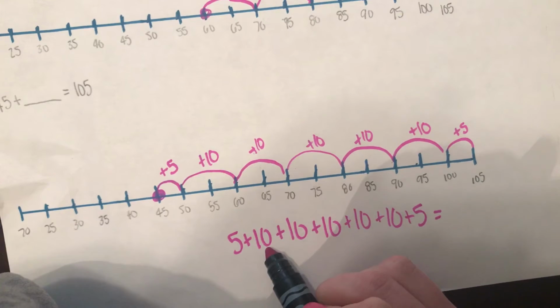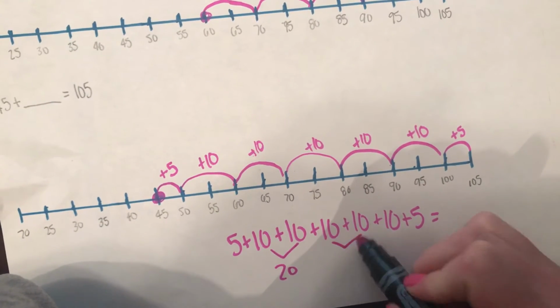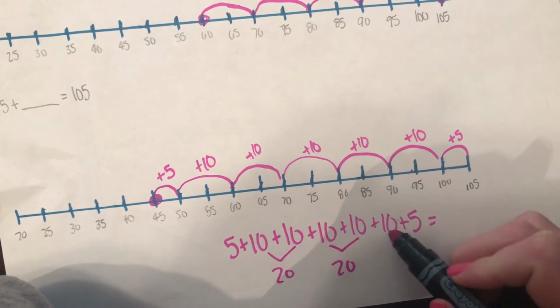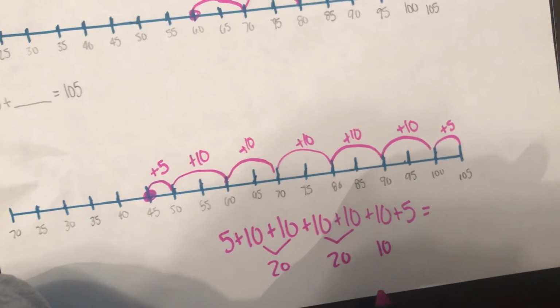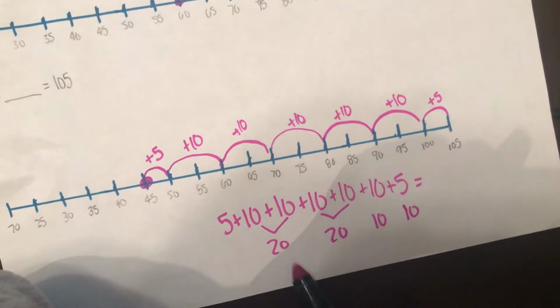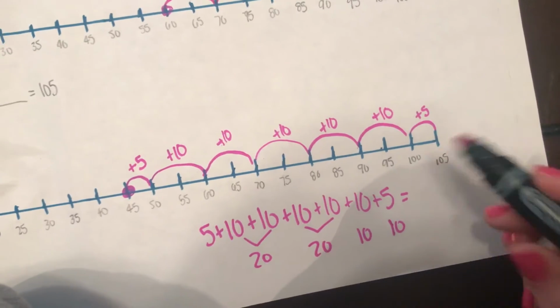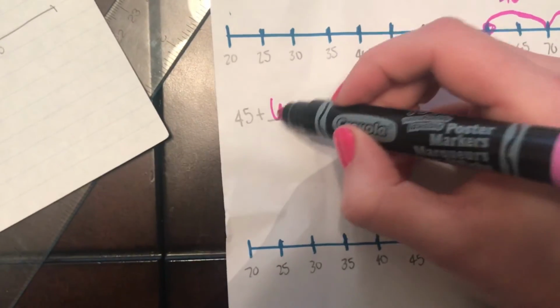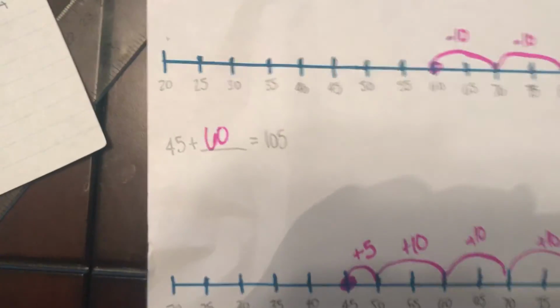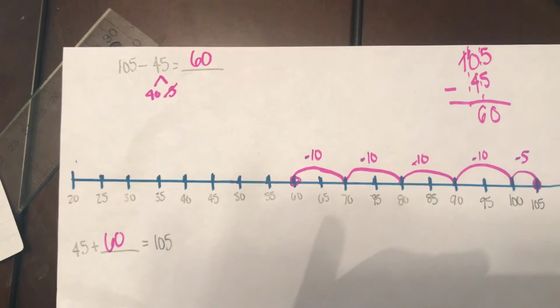So we can group these. 10 plus 10 is 20. 10 plus 10 is 20. We have another 10 right here. And then two 5s. So we know 5 plus 5 is 10. So we'll go ahead and put a 10 right there. So 20 plus 20 is 40. Plus 10, 50. Plus 10, 60. So 45 plus 60 is 105. And if we got that correct, then it should match up to our equation up at the top.